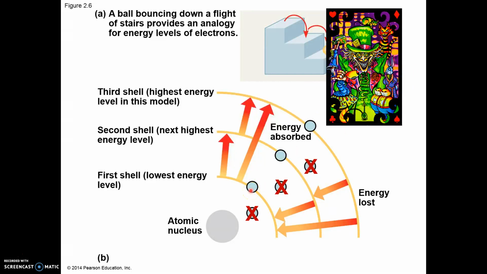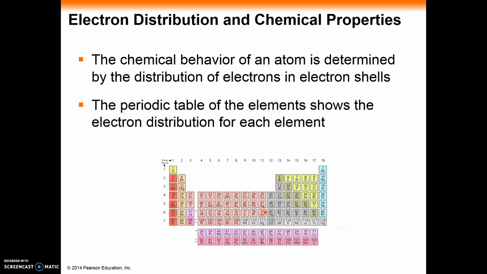It is all about electrons absorbing energy from the black light, jumping up to higher energy shells, and then falling back down, collapsing, releasing that energy. Okay? So now that we have this idea of different energy levels, let's go back to the periodic table and start talking about how those energy levels and how these electrons are organized actually determines the chemical behavior of an atom.